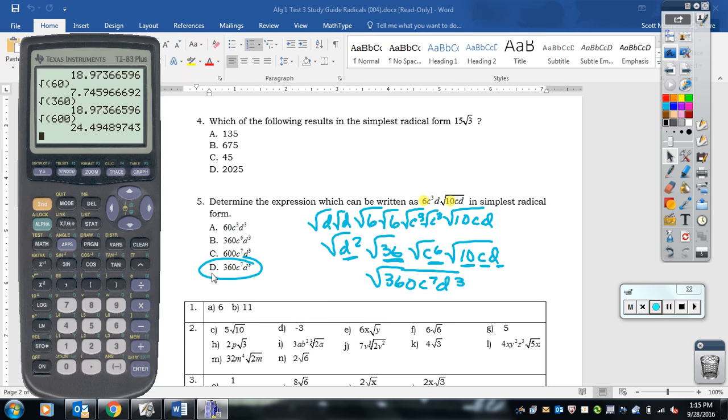Make sure you use your calculator. Your calculator is a checking tool. It will allow you to check your work. It won't give you the final answer, but it will allow you to check to see if you're on the right path. It's a tool. It's not the only way to get the answer. The calculator alone will not get you the answer.